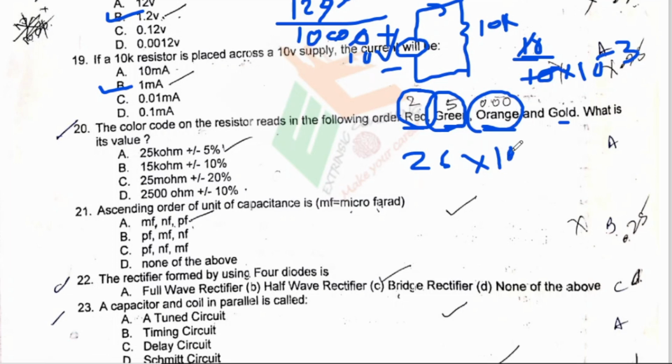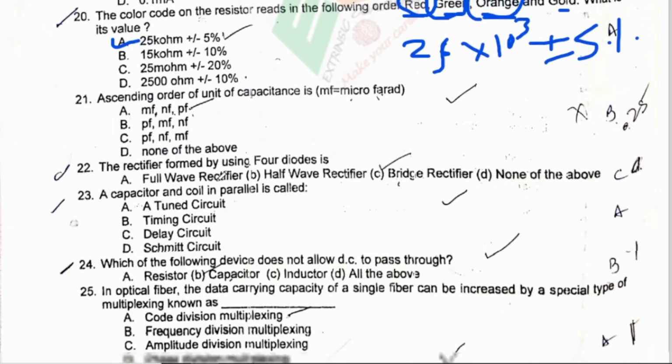These are the first three colors: 2, 5 into 10 raised to 3. And then gold. Gold means a tolerance of plus or minus 5%. Which option is correct? 25K ohm plus or minus 5%. Option A is the correct answer here.